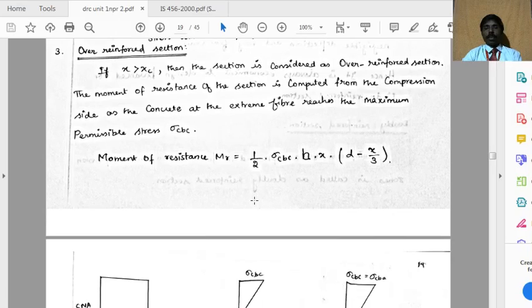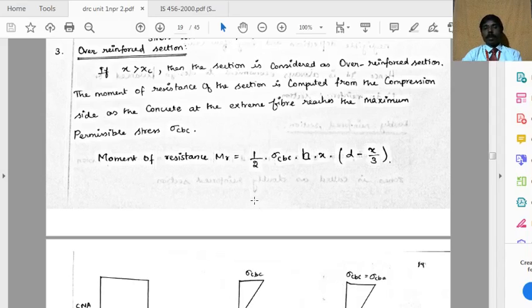So an over-reinforced section can be defined as: if X is greater than XC, then the section is considered to be an over-reinforced section. The moment of resistance of the section is computed from the compression side. Here the concrete will reach the permissible stress earlier than that of steel, so the concrete will fail first without any warning.